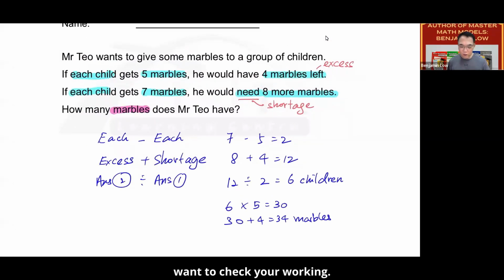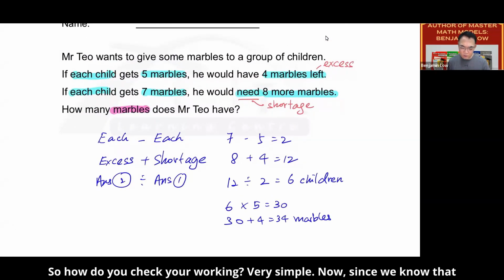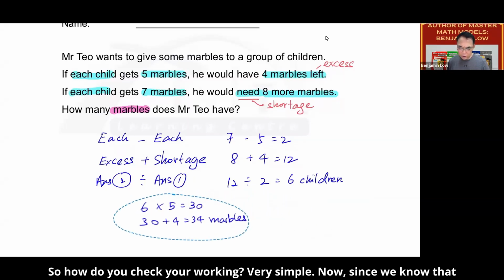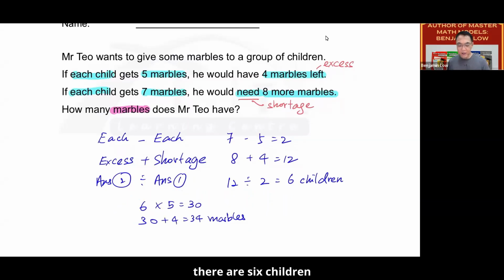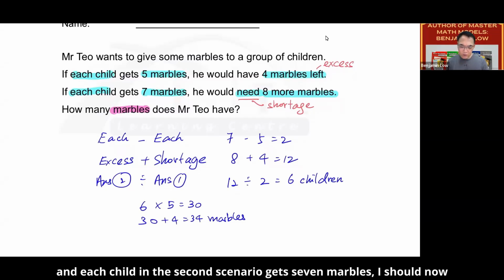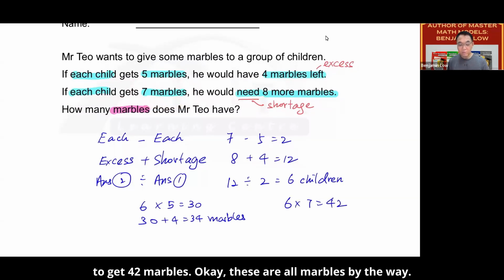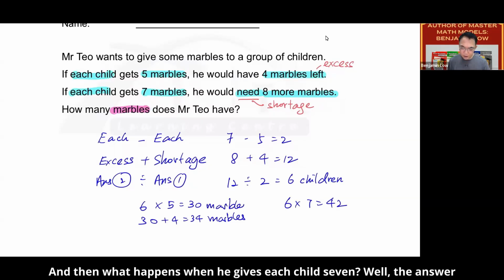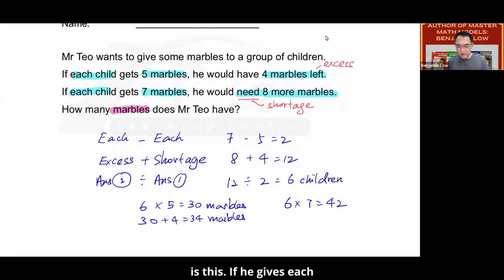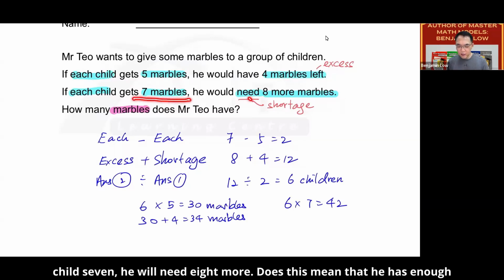But you may want to check your working. So how do you check your working? Very simple. Since we know that there are 6 children, and each child in the second scenario gets 7 marbles, I should now take 6 times 7 to get 42 marbles. These are all marbles, by the way. And then, what happens when he gives each child 7? Well, if he gives each child 7, he will need 8 more.